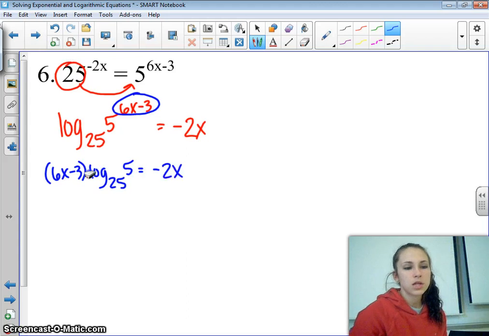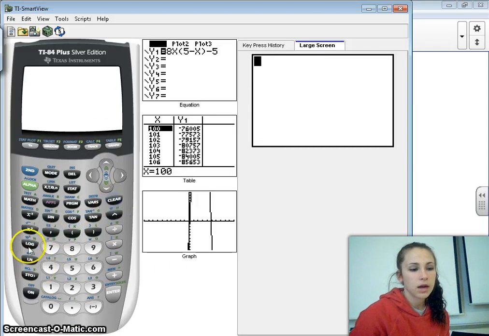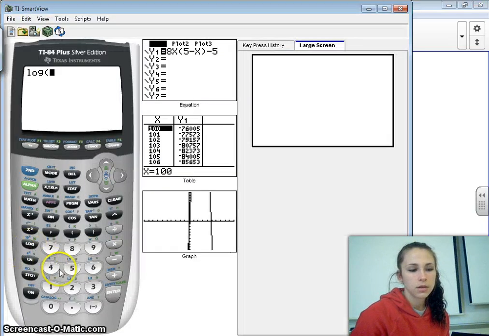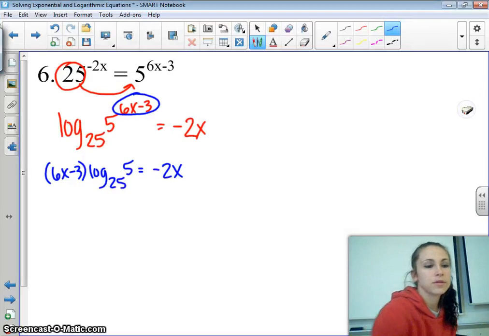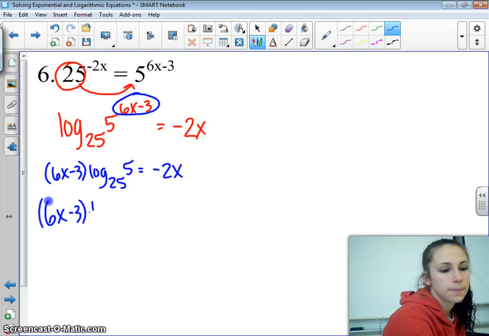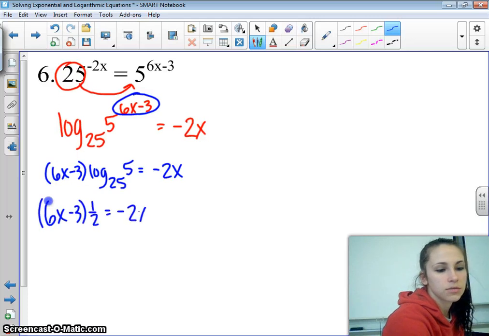Now, this log base 25 of 5 is just a number, so I'm going to go find what that is in my calculator. So I'm going to do log tall divided by log small. So log 5 divided by log 25. And so that would be 1/2. And so really here, this is what I've got. 6x minus 3 times 1/2 equals negative 2x.